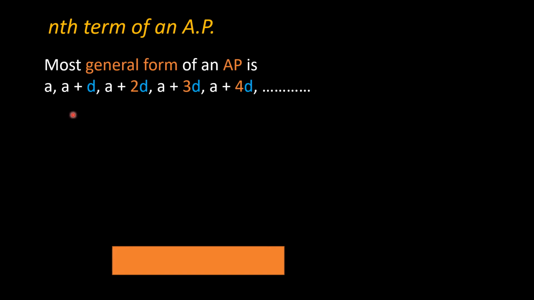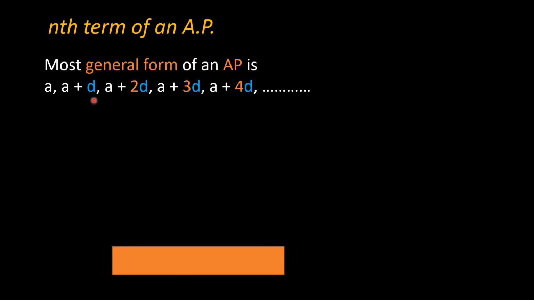Here, the first term is written. The second term is obtained by adding the common difference d to the first term. Third term is obtained by adding the common difference d to the second term. The fourth term is obtained by adding common difference d to the third term, and so forth.